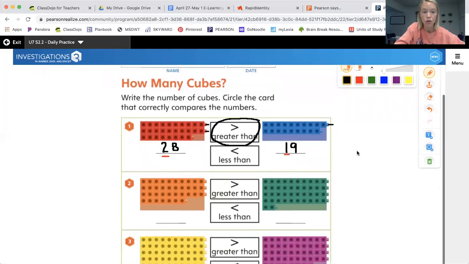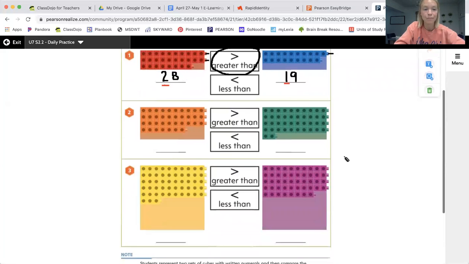All right, let's do the next one together. So first we want to count our cubes. 10, 20, I want to make sure there's a dot there. 20, 30, 31, 32, 33, 34, 35, 36, 37. So I'm going to write 37 here. Now I'm going to count my green cubes, counting by tens first. 10, 20, 30, 40, 41, 42.